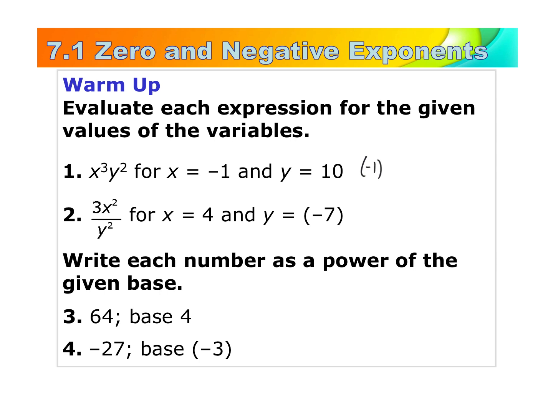So -1 to the third power times 10 to the second. So -1 times -1 times -1 is going to be -1. And then 10 to the second power is 100. So it's going to be -100 as our answer for the first one.